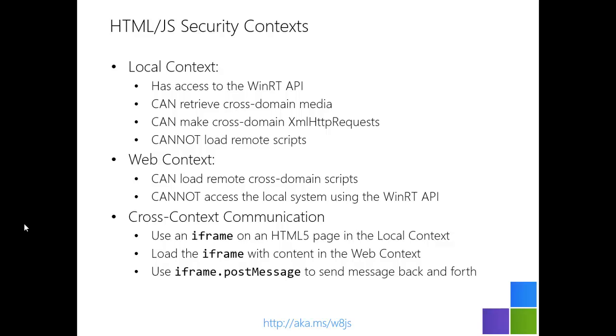We do provide a cross-boundary communication mechanism, though, using HTML5's own built-in iframe post-message API. So basically, you create a page that runs in the local context. Inside there, you create an iframe, and then you load code into the iframe that's running in the web context, and then leverage the iframe post-message API to communicate back and forth between them. So how do I tell a resource that I'm loading whether or not it should be in local or web context?